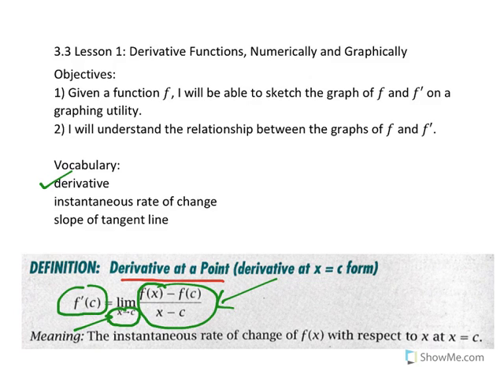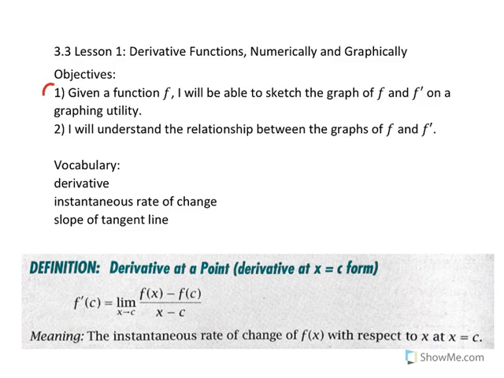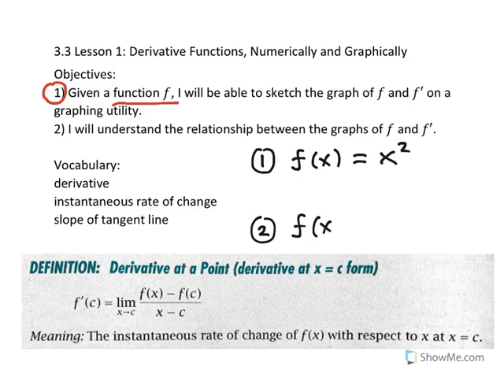In the context of a word problem, it would give us the instantaneous rate of change of the dependent quantity with respect to the independent quantity. And graphically, this derivative would give us the slope of the tangent line to the graph of f at x is equal to c. So how will we do objective 1 today? You'll be given a function f, so we will begin by looking at the function f of x is equal to x squared. And then our second example will be the function f of x is equal to x cubed. So we'll look at 2 examples today.